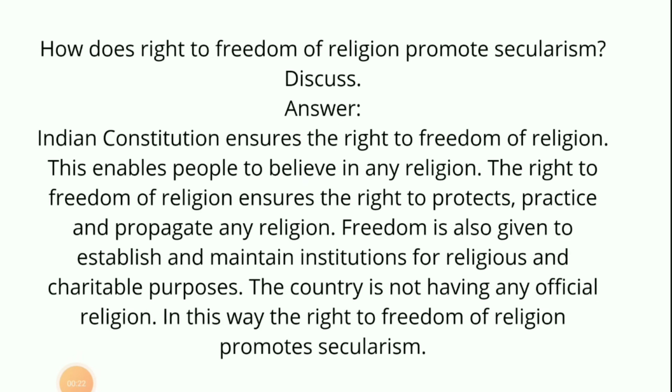Next, assignment questions. First question: How does right to freedom of religion promote secularism? Discuss. Answer. The Indian Constitution ensures the right to freedom of religion. This enables people to believe in any religion. The right to freedom of religion ensures the right to profess, practice, and propagate any religion. Freedom is also given to establish and maintain institutions for religious and charitable purposes. The country does not have any official religion. In this way, the right to freedom of religion promotes secularism.